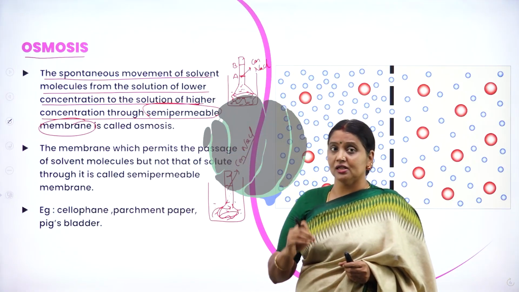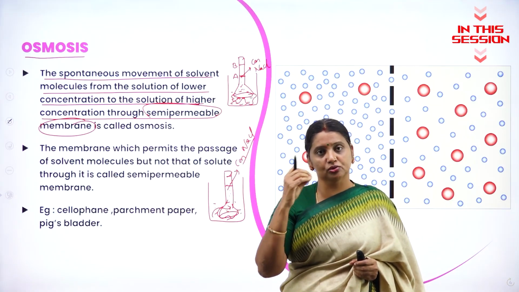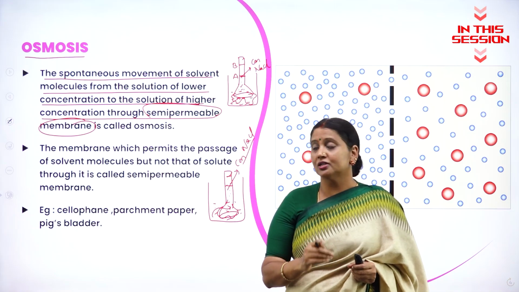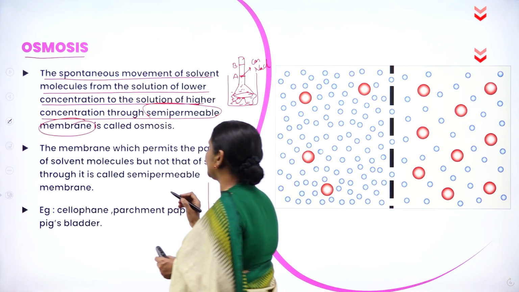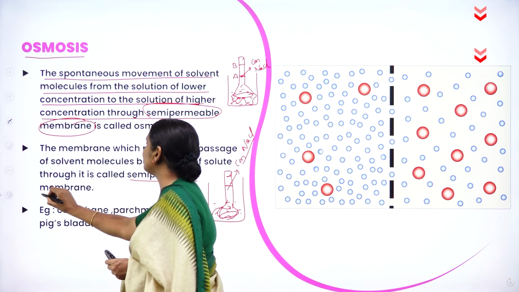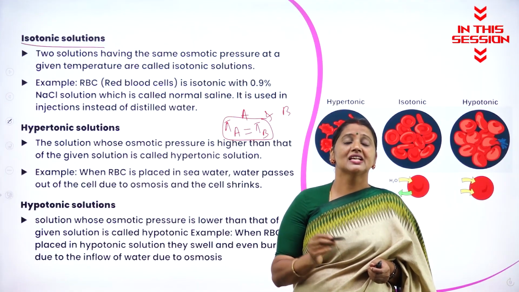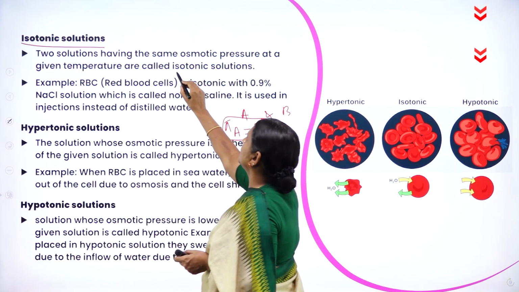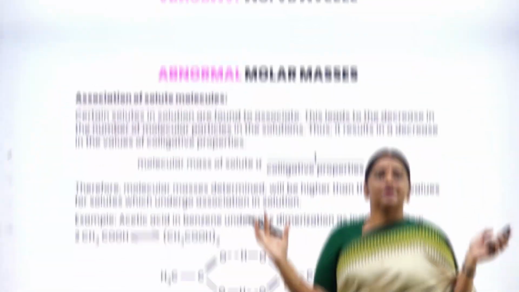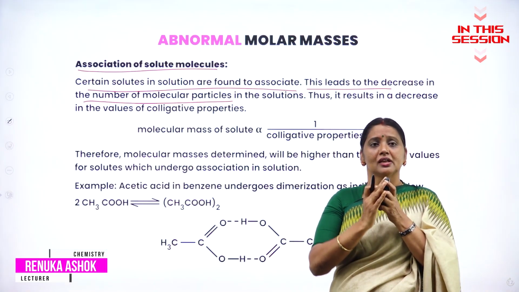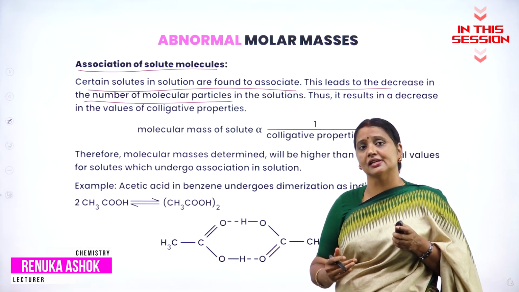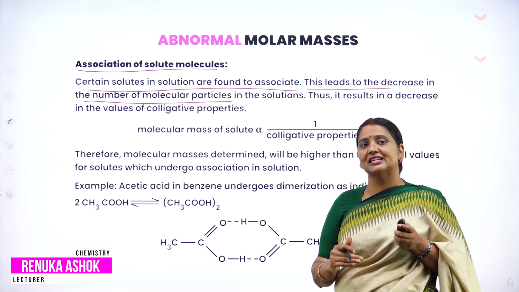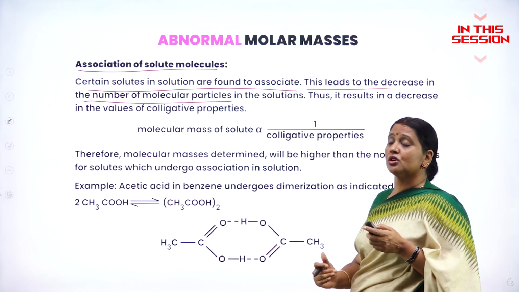The membrane which allows solvent molecules to pass through but not the solute molecules is called a semi-permeable membrane. Solutions which have the same osmotic pressure at a given temperature are called isotonic solutions. When the particles are combined together, the number of particles decreases. When the number of particles decreases, the colligative property also decreases.